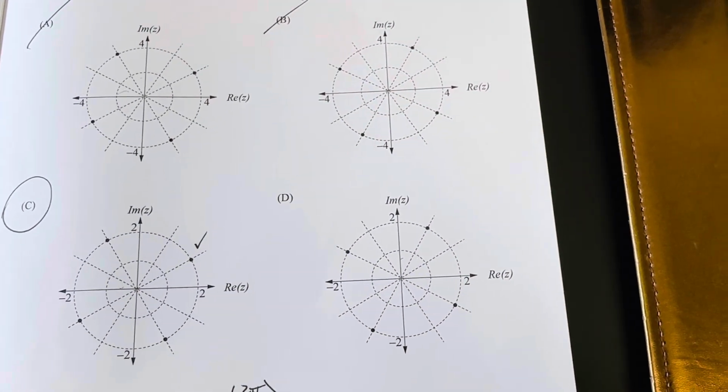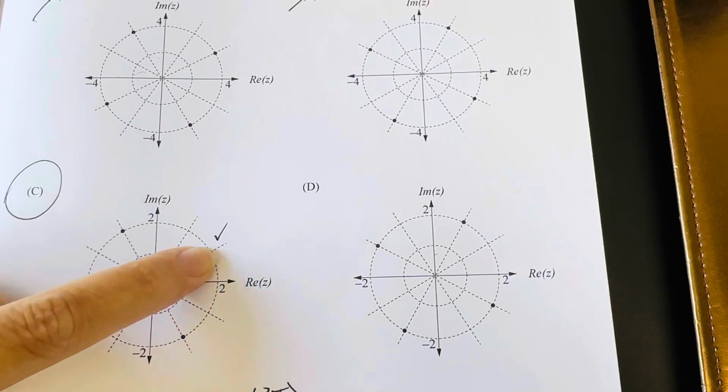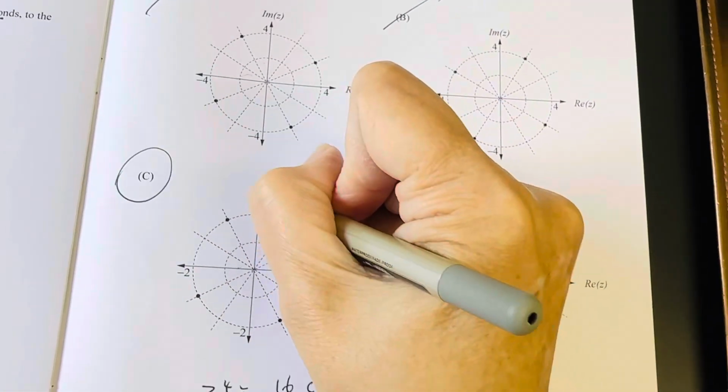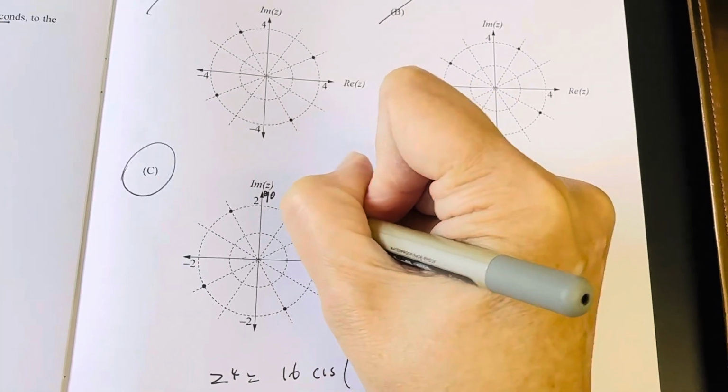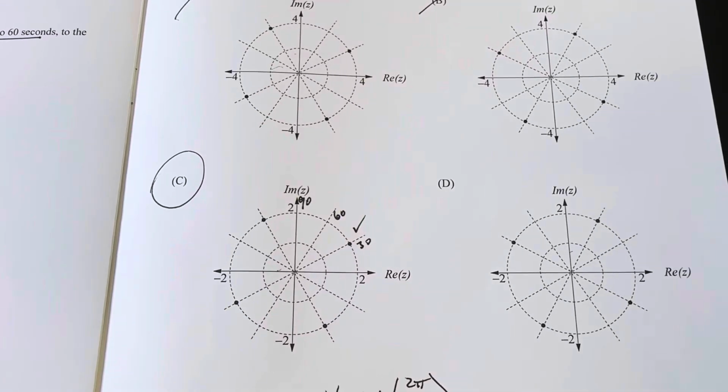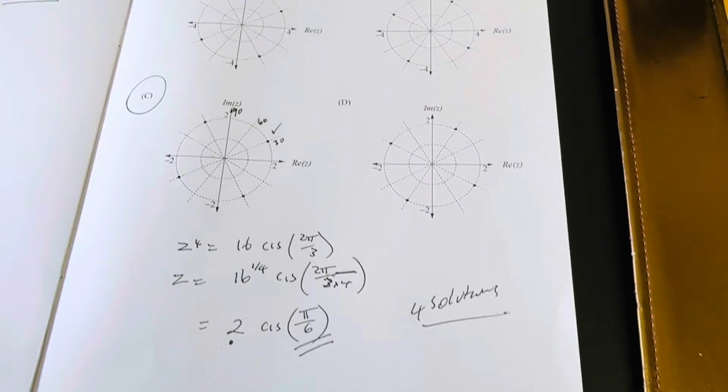If you're unsure about why this is pi on 6, think about this is 90, so this is 30, this is 60. And we know 30 is pi on 6, so that's why we get our pi on 6. And there we go, we're done.